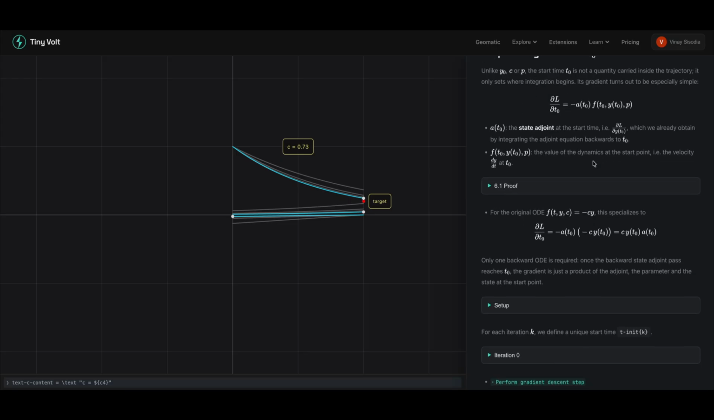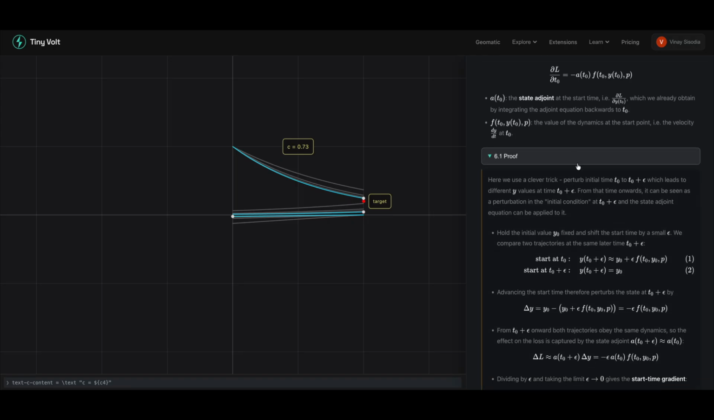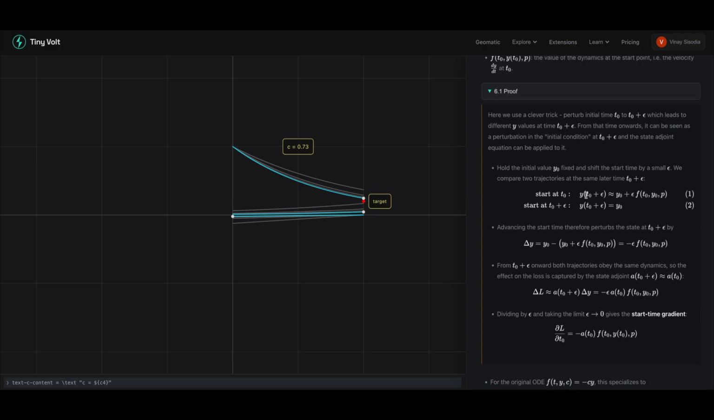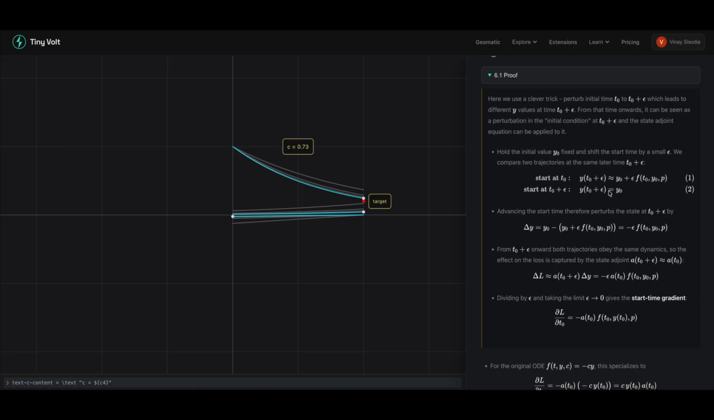I want to spend some time to talk about the proof for this, because I think the proof I provide here is quite clever, and it uses perturbation theory, and it's different from the proof given in the paper. So here what we can do is convert this problem of calculating the change at the endpoint with respect to the start time to the problem of calculating the change at the endpoint with respect to change in initial condition. So we perturb the initial time t0 by a very small value epsilon, and by doing so we end up at this point, which is y0 plus epsilon times f.